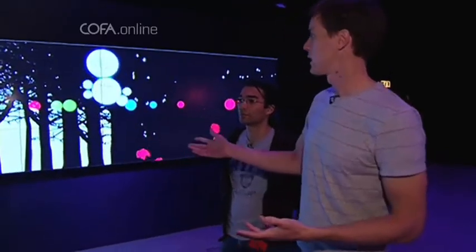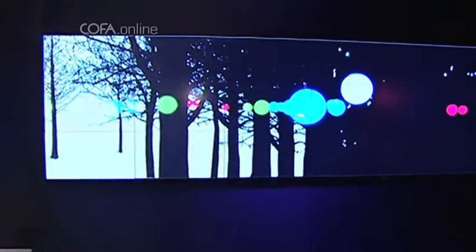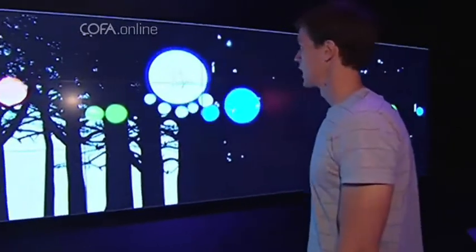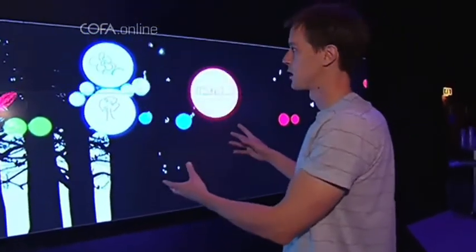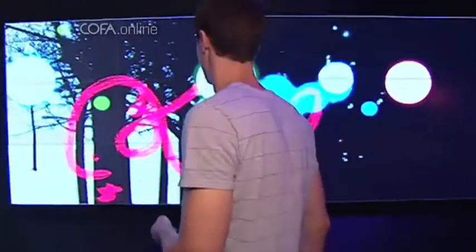So the setup is that we have a large plasma wall which has a set of sensors running underneath it, and the sensors can detect how close you are to the wall. And as you approach the wall, these message bubbles, which contain thoughts and writing from people, pop out towards the user so they can explore the content.